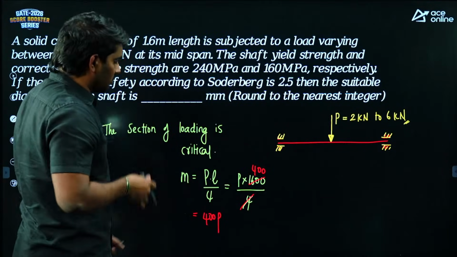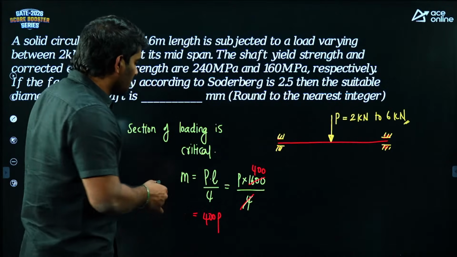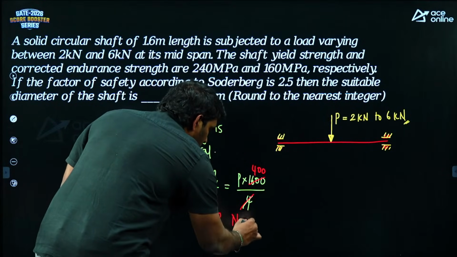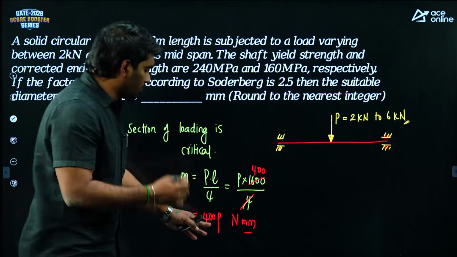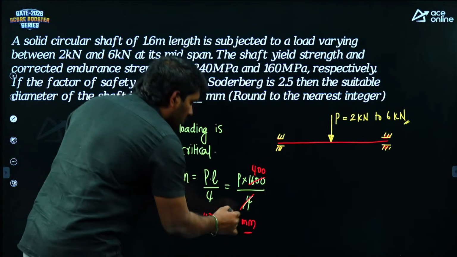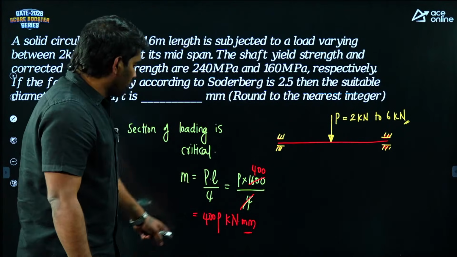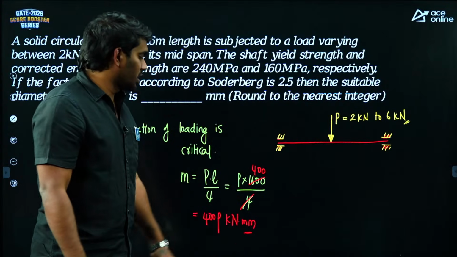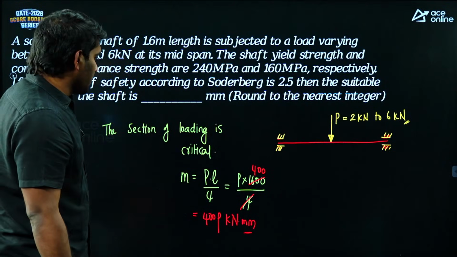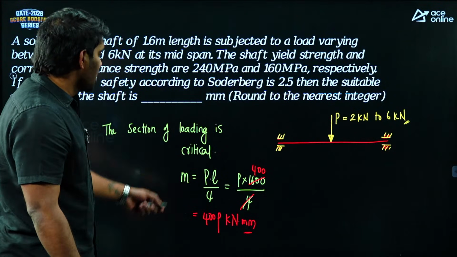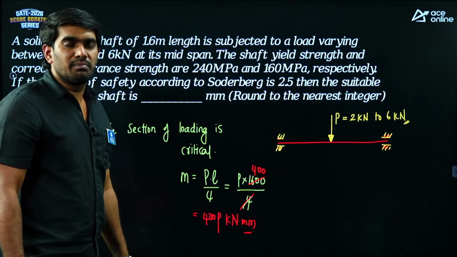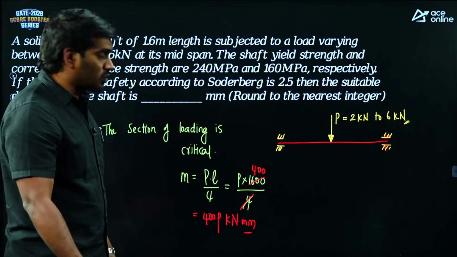Okay. So we need to identify this unit. Let me assume this to be in Newton mm. If I consider the value of P in kilonewtons, I can write this as kilonewton mm. If P is in kilonewtons, then the unit will be kilonewton mm. Now, as we have identified the maximum possible value of moment, we need to identify the mean value as well as the amplitude value.